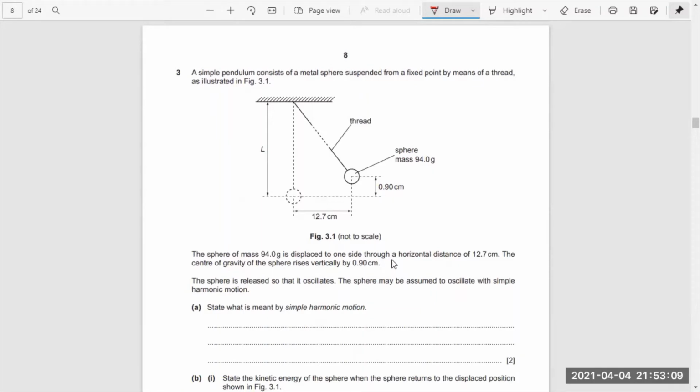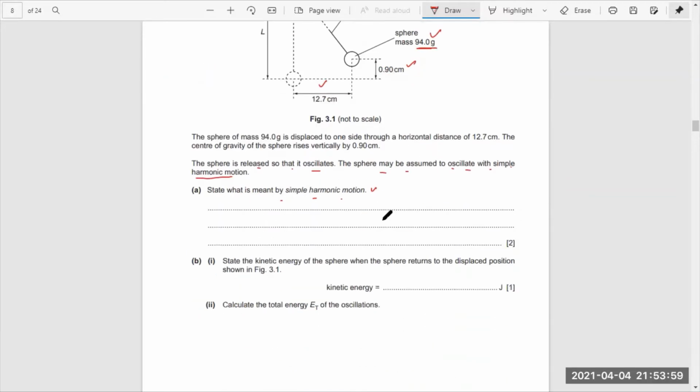The next question is from oscillations. In oscillations, we should be very much clear that it normally deals with simple harmonic motion. The question is, there is a simple pendulum which consists of a metal sphere suspended from a fixed point by means of a thread as illustrated over here. So there is a sphere, mass is given, taken to a certain height, and its displacement from the mean position is 12.7, and you know it will go to the other side as well. The sphere is released so that it oscillates. The sphere may be assumed to oscillate with simple harmonic motion. State what is meant by simple harmonic motion, please.